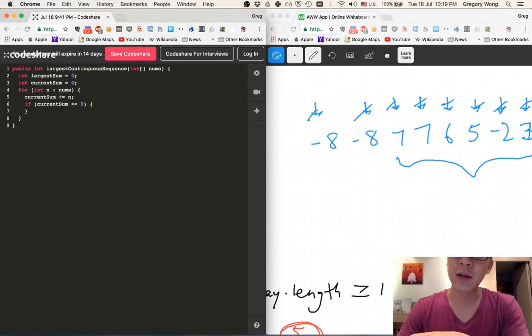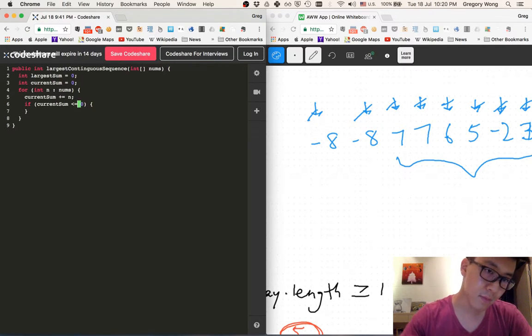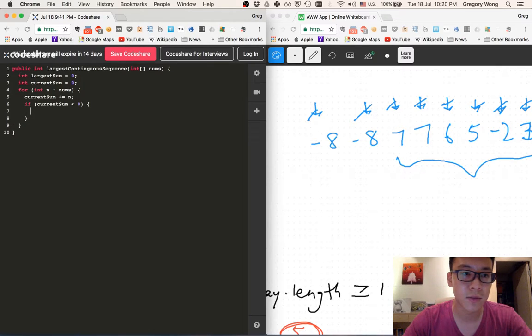But in our case, we're just looking for the max value. We're not looking for the sequence, so it doesn't matter. But anyway, I'm just going to say if it's less than 0, then we want to reset it to 0.